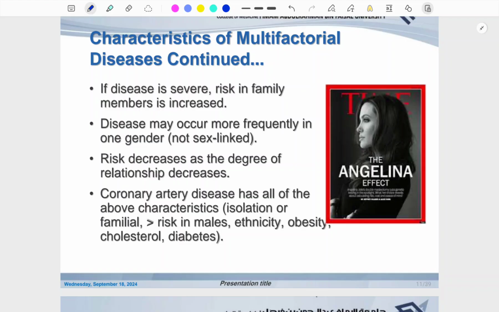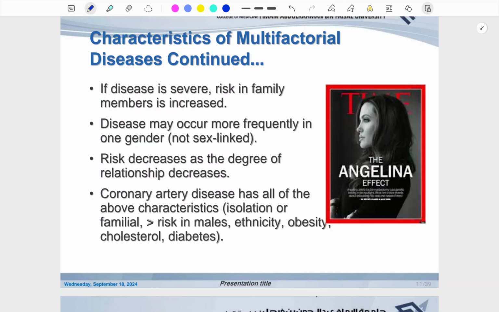Coronary artery disease has all of the above characteristics. All the generalities we mentioned happen in coronary disease: familial clustering, risk in males, ethnicity, what country you are from, which we will talk about later, obesity, cholesterol level, diabetes, and so on. It has all these characteristics.